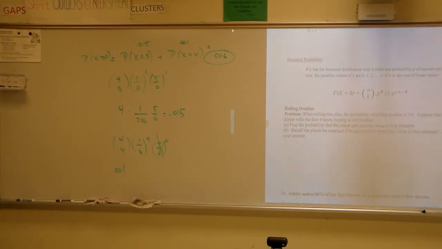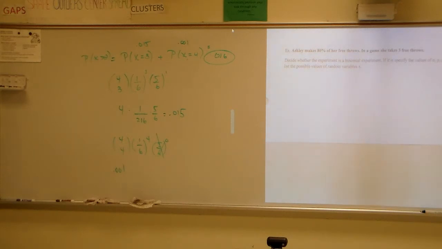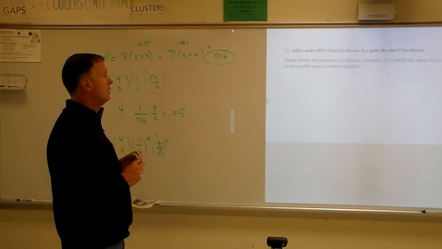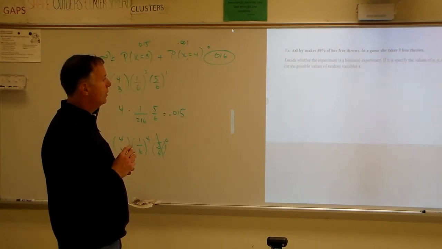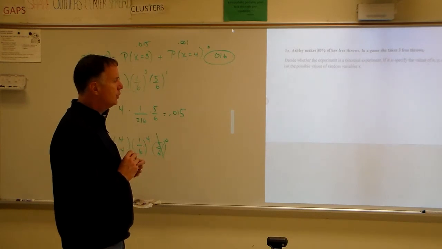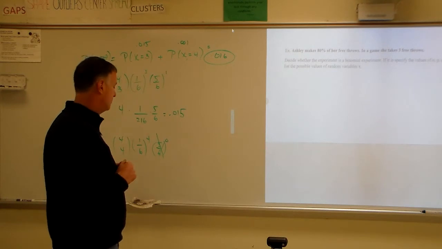All right, here we go. It says Ashley makes 80% of her free throws. In a game, she takes 3 free throws. Decide whether the experiment is a binomial distribution. If it is, specify the values of n, p, q, and list the possible values of random variable x. Okay.